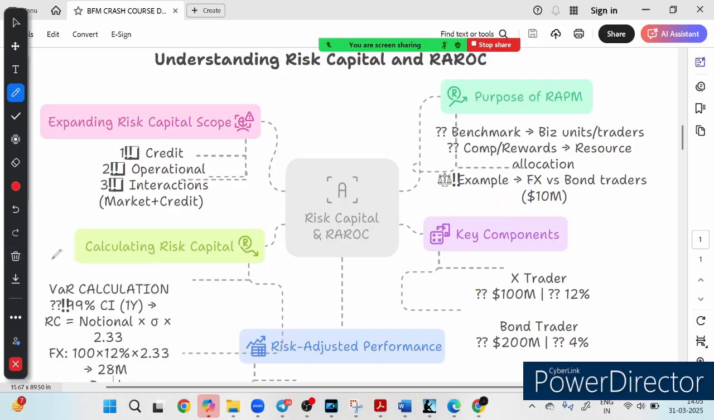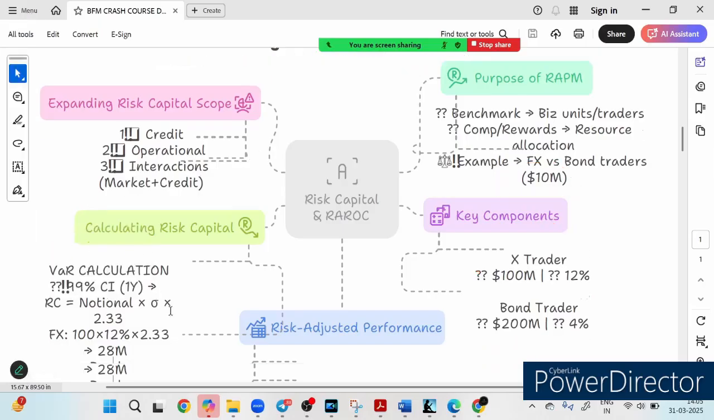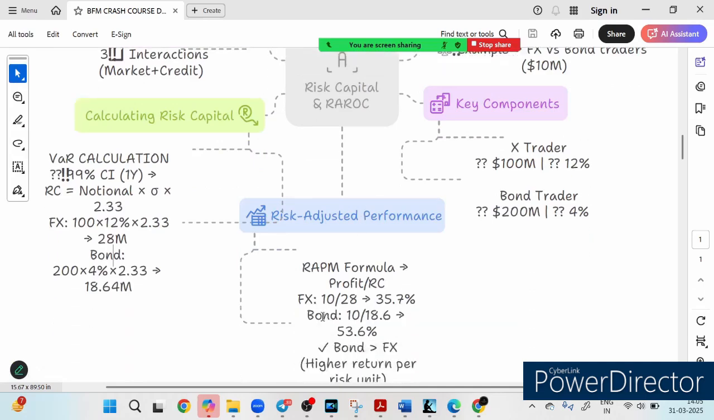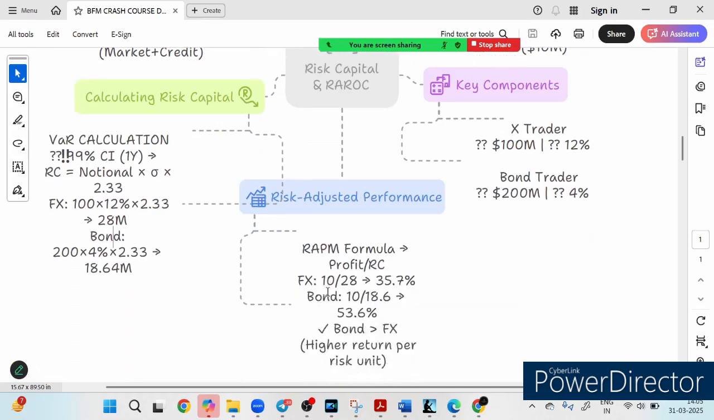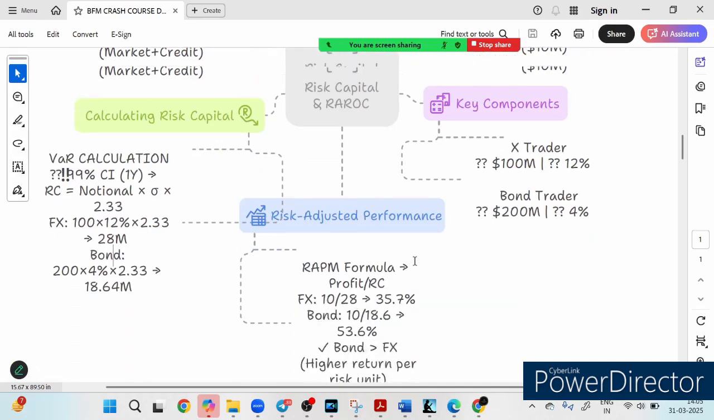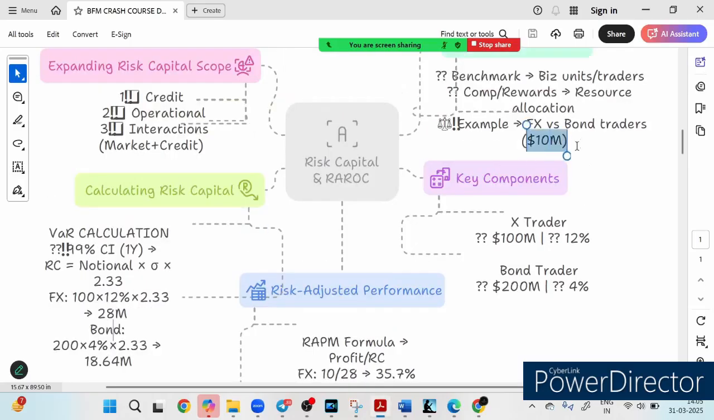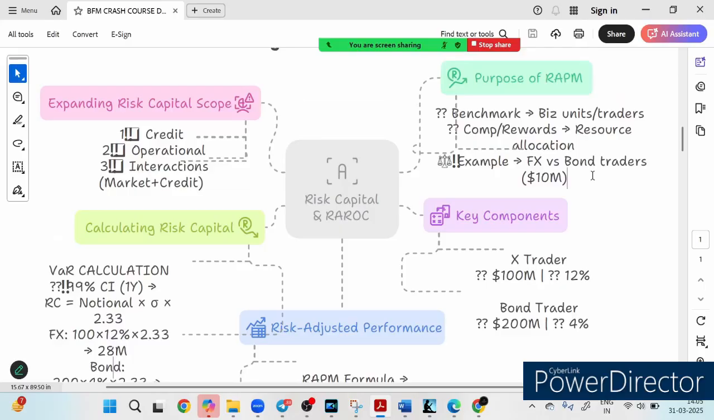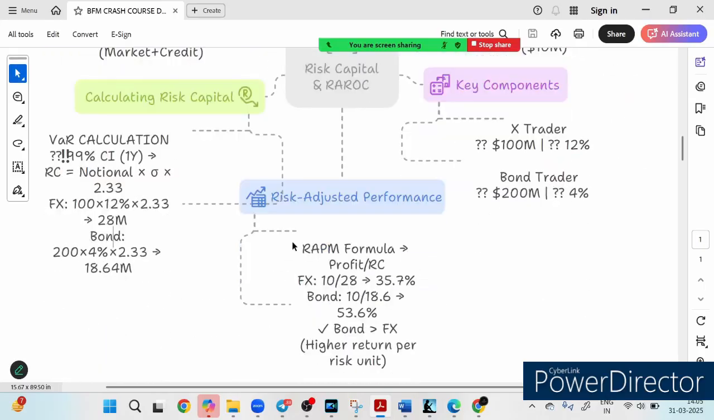How to find the RAROC? So what we will do to calculate RAROC, here you will see. For the forex trader, we will see the profit. For both, the profit is just the same. How much is the profit? $10 million. But are they performing the same? No. Someone is performing better, someone is performing weaker. Who is performing better? For that we use the concept of RAPM.